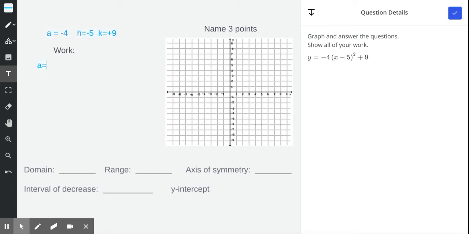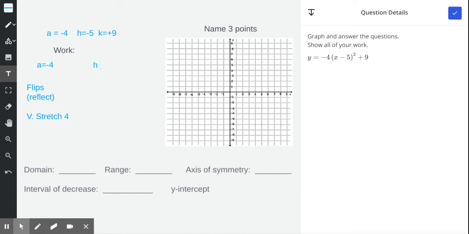The A equals -4 tells me to do 2 things. It tells me that it flips, and that is a reflection. It also tells me that it's a vertical stretch of 4. Not -4. The negative does the flip. The 4 does the stretch. Okay.